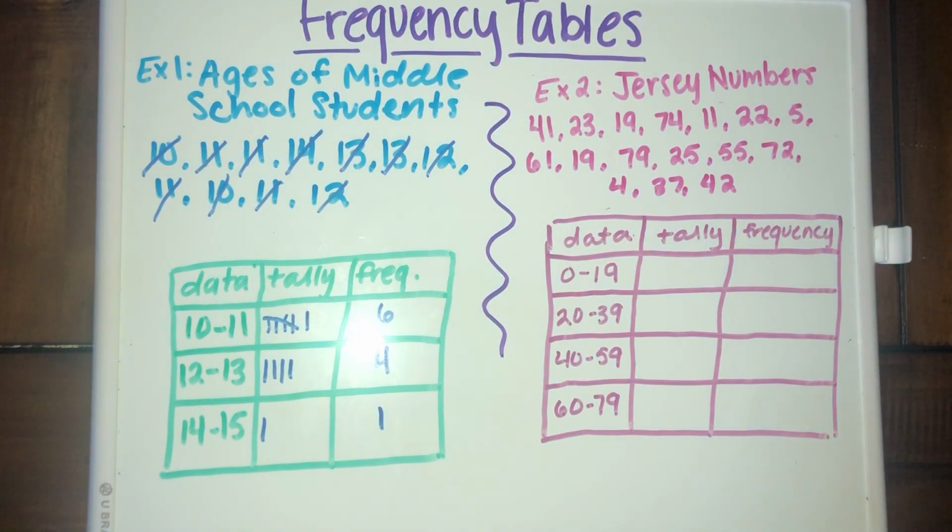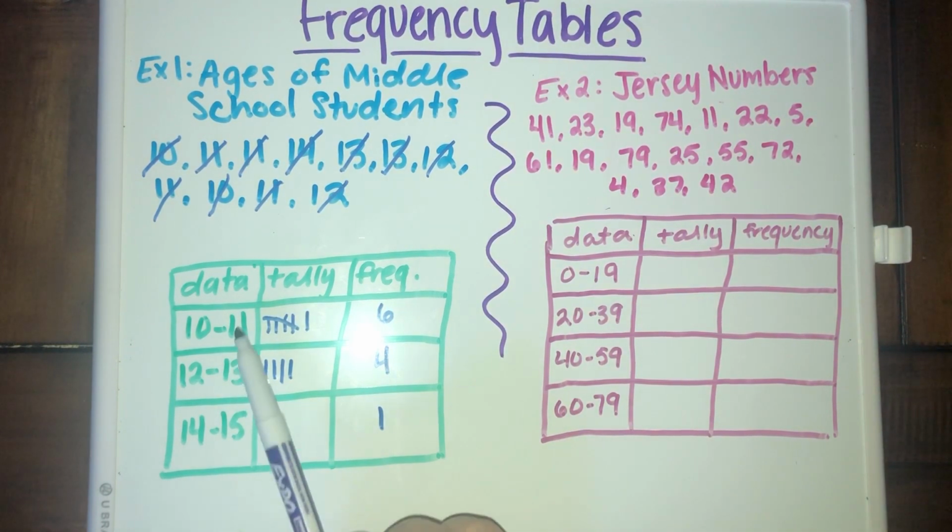But if we look at example 2, you'll see we've got a bunch of different numbers going on. We're talking about jersey numbers. If you play sports or watch sports, you know that jersey numbers could be anything from 0 to 99. You're never really going to see anybody with a 3-digit jersey number. I've never seen it happen. But that means the range for this could be 0 to 99, which is huge.